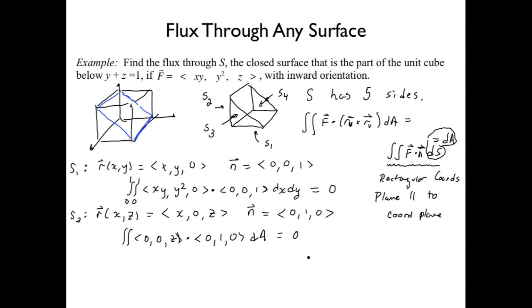It's easy. S3 is the front. Parameterizing the front in terms of what two variables? Y and Z. And that parameterization will be x equals 1, y, z. Again, we're using rectangular coordinates. We're parallel to a coordinate plane, so we can use this form and just write down what n is. Inward orientation would be -1, 0, 0.